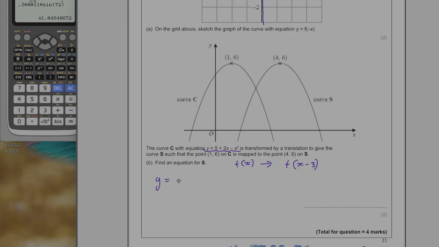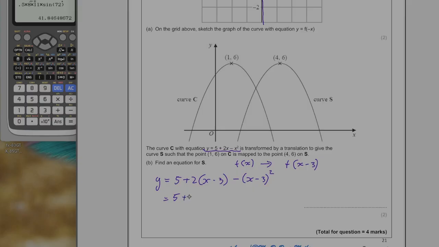So y is going to be equal to 5 plus 2 lots of x minus 3 minus x minus 3 all squared. And for a 2 mark, I think that will be absolutely fine for my answer. As a higher student, I am able to simplify this, so I'm going to do that. But I suspect that that would be fine for my answer.